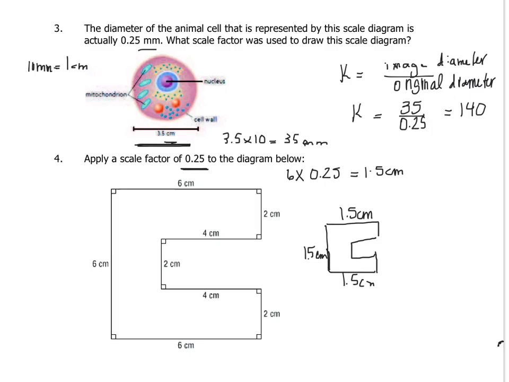Then you'd have the ones that are 4, would be 4 times the scale factor of 0.25, would equal 1 centimeter. So this would be 1 centimeter, this would be 1 centimeter, and 2 times 0.25 would actually be 0.5. So this would be 0.5 centimeters here, 0.5 centimeters here, and 0.5 centimeters here. I forgot to show my work for that. 2 times 0.25 would equal 0.5 centimeters.